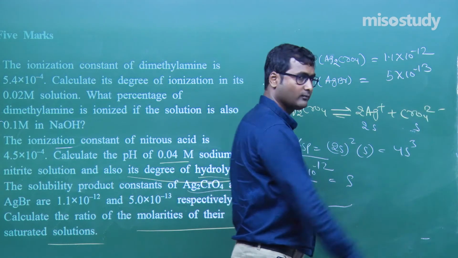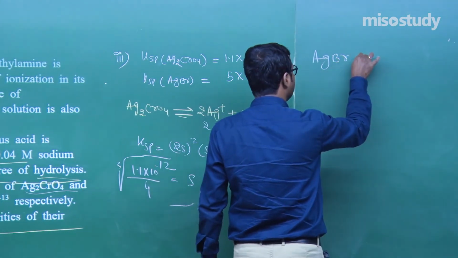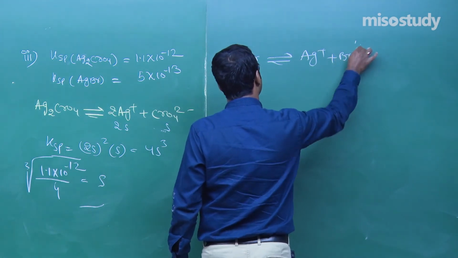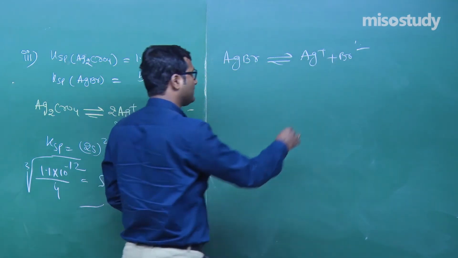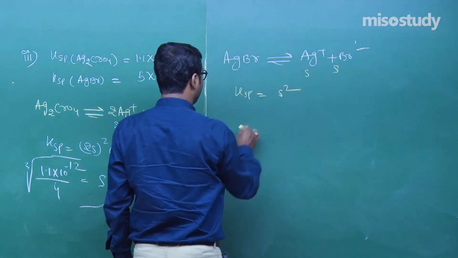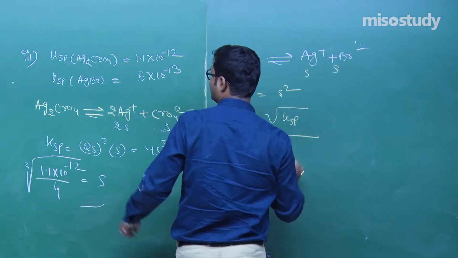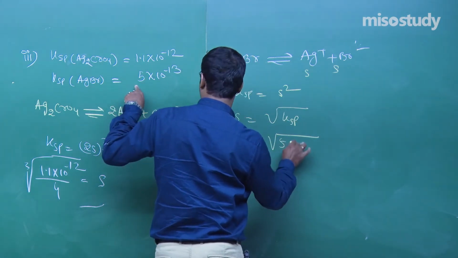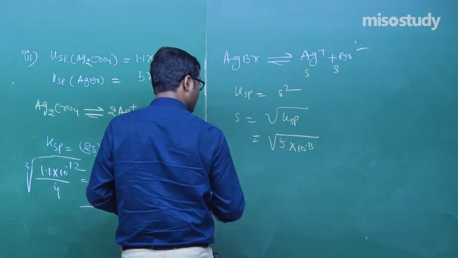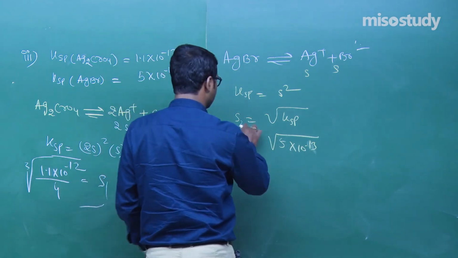Now moving on. For AgBr, what will happen? AgBr will dissociate like this: Ag+ and Br-, that is s and s. So Ksp is equal to s^2, and s is equal to the root of Ksp. What is Ksp here, my friend? 5 × 10^-13. So this one is S1 and this one is S2.